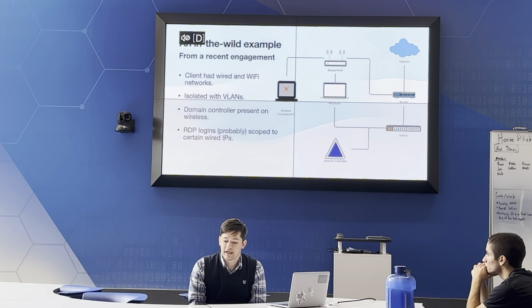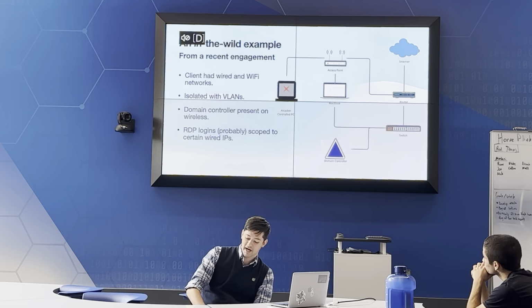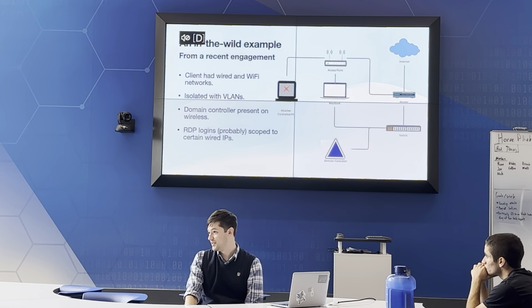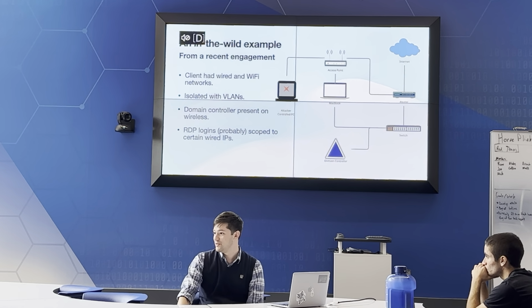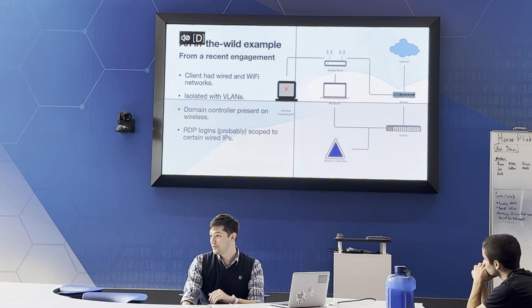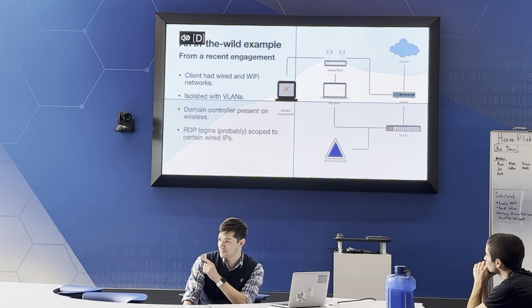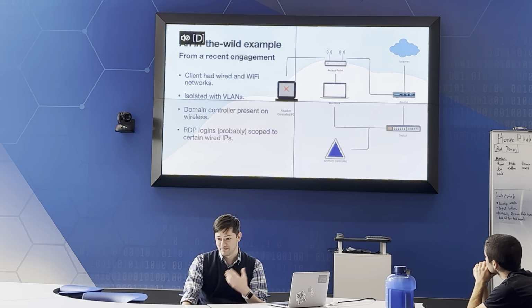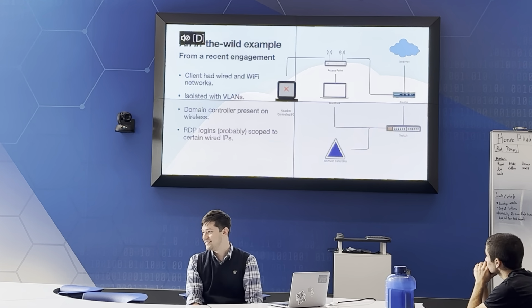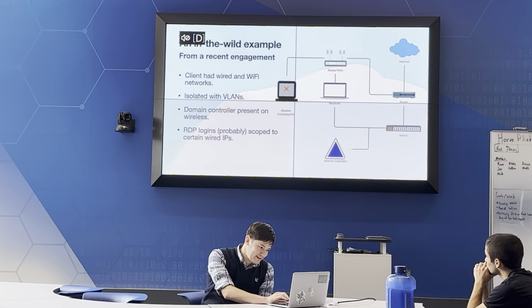We initially landed on a fabrication computer, and one of the IT people, I guess troubleshooting something, logged into their email, and we were communicating back and forth. So we knew that the DC had RDP listening, but it was probably scoped to wire only. But we were on a wireless device, so how do we get around that?